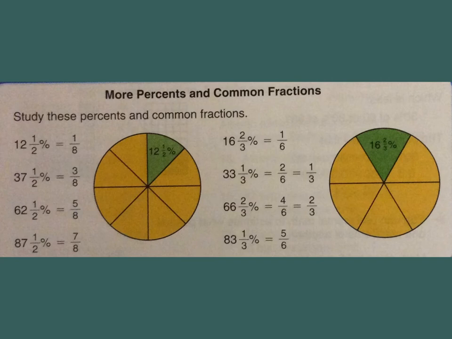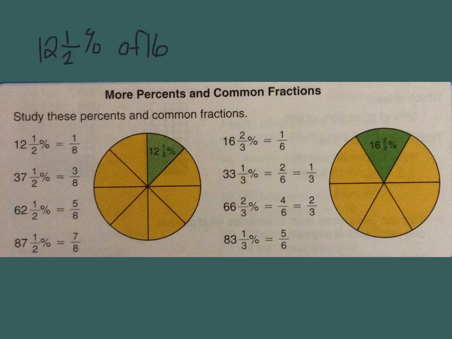Here we're given a table with more percents and common fractions. And it's just something that, if you want to memorize it, that would be awesome. But otherwise, just knowing where to find it and having it written down so that you can refer back to it as you're doing work would be the smartest thing. So we have like 12.5% equals 1/8. So it's just looking at these fractions and knowing what percentage each of them are. So again, I would just write them down in my notebook so that I always have them handy for when I'm doing these problems.